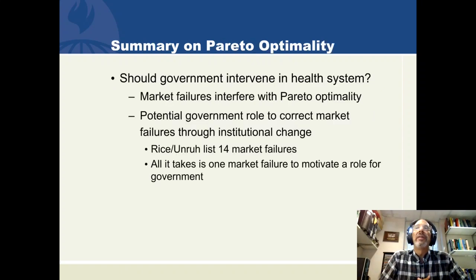So in summary, on this section on Pareto Optimality, the question of should governments intervene in the health system, we'll see that there are indeed market failures that do interfere with Pareto Optimality. And there is a possibility that governments can correct market failures through institutional change. We've seen 14 different market failures. We know that only one market failure could mess things up.